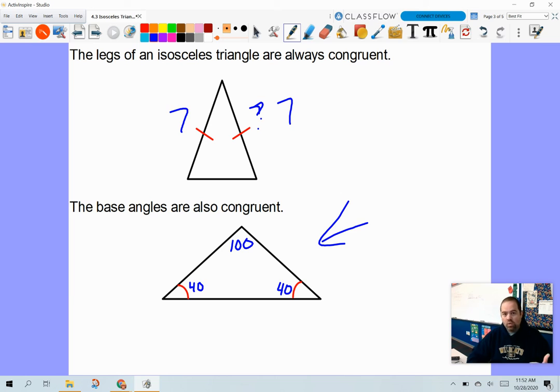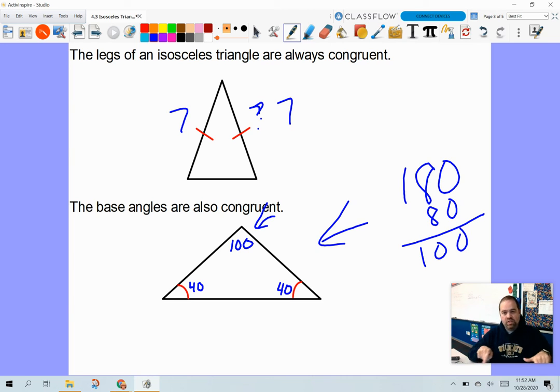That's basically what we're going to be using today. We'll save the sides for a different day because we've been doing angles the last week or so. So let's just keep that train rolling with angles. One of two things is going to happen. I'm going to give you a base angle and ask you for the other angles, or I could give you the vertex angle and ask you for the base angles. Keep in mind, there's always 180 degrees in your triangle. So if I know that the vertex angle is 80 degrees, that leaves me 100 degrees to split between the two at the bottom.